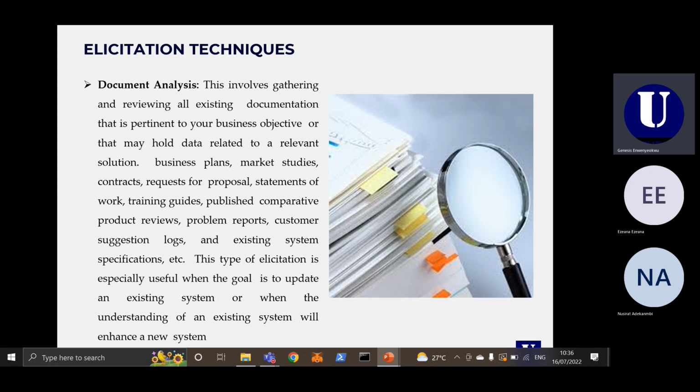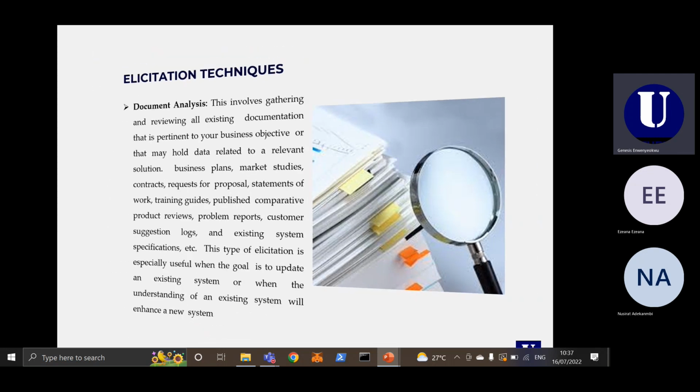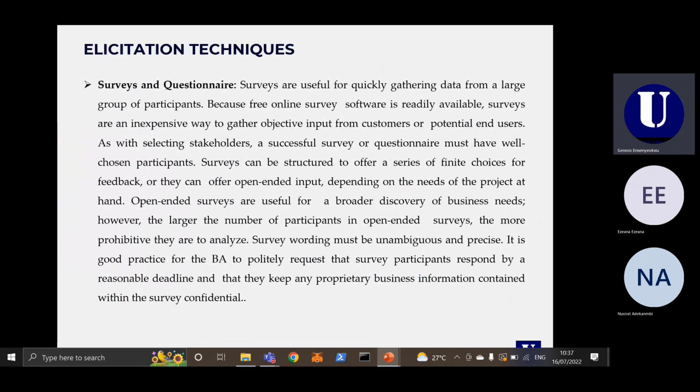So document analysis is very important for us to understand what currently exists or what is currently happening in that particular initiative. And now the next one is surveys and questionnaires. This also, I believe, is not new to you guys. I believe in one way or the other, in your lifetime, you have filled a form. You have completed a form, either online or physical.